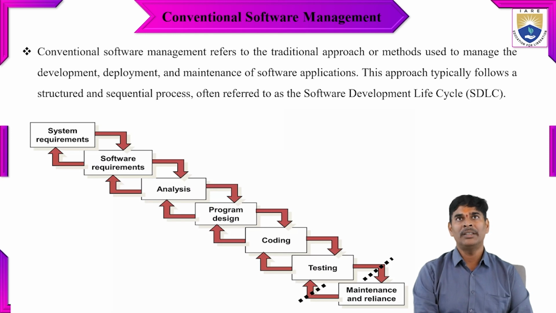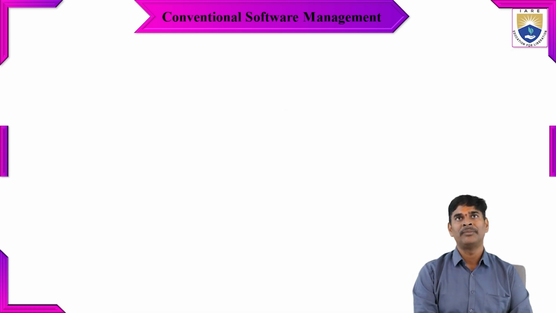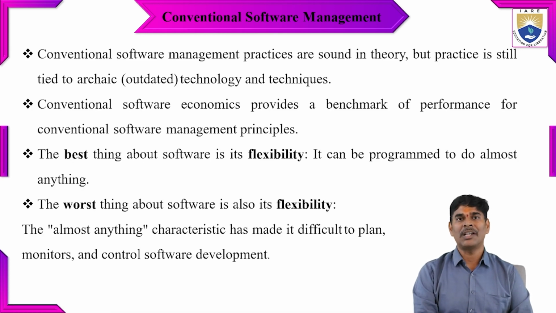Okay, so here in conventional software management, the first one we have is the requirements, such as system requirements and software requirements. Then we go for the analysis part, program design, coding part, and testing. So these are the stepwise sequence of the structured and sequential process of conventional software management. Okay, so here the conventional software management practices are sound in theory. It means we can easily discuss what is meant by conventional software management.